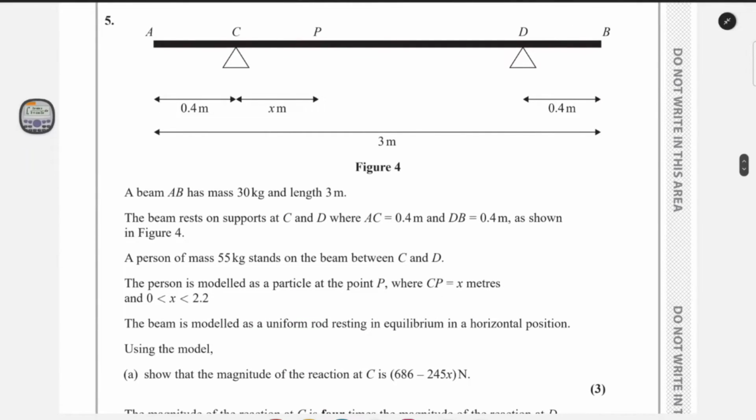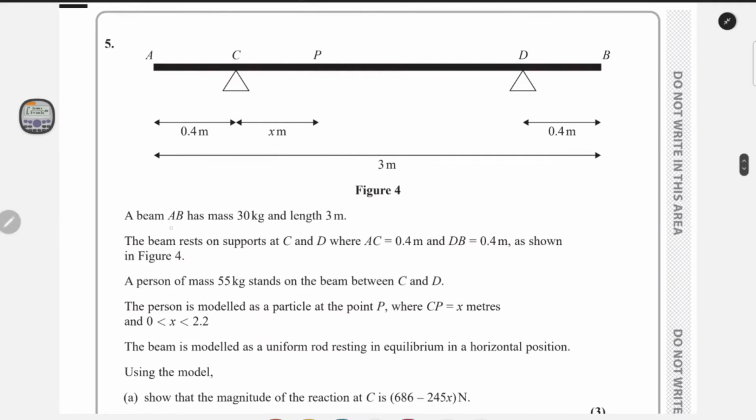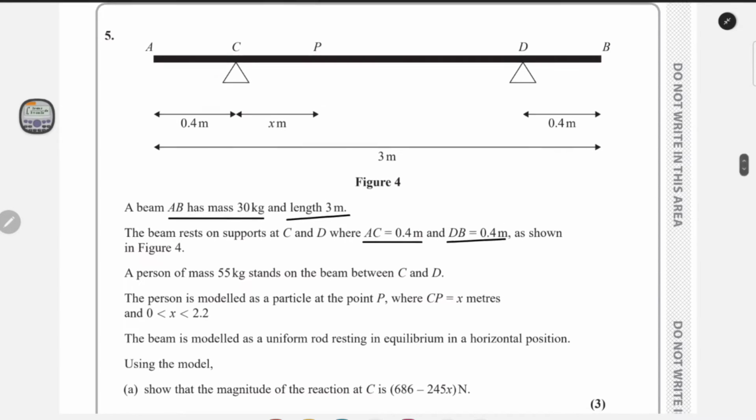That's the answer. Now to question 5. We have a beam of mass 30 kg, length 3 meters. So this is a question about moments. We are given this information about the distances, and then we are told that a person of mass 55 kg stands on the beam between C and D, so between these points.